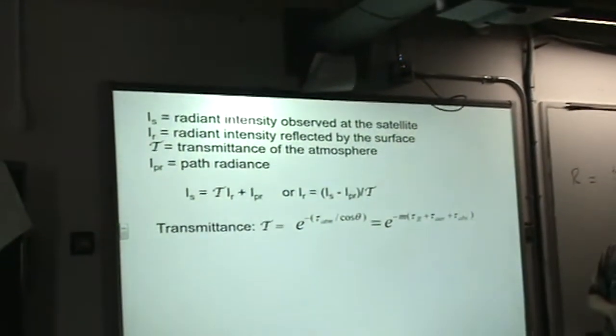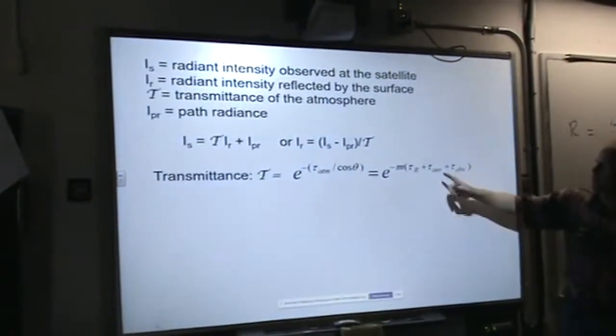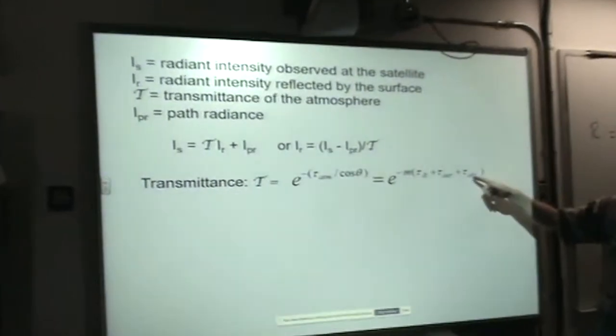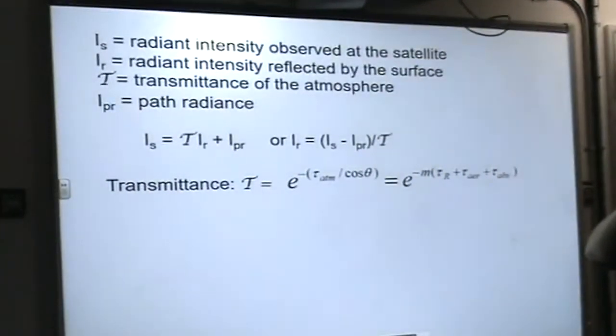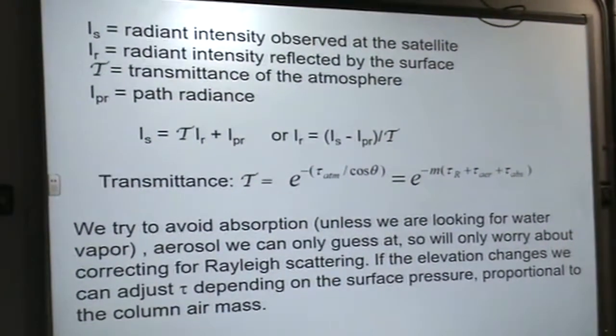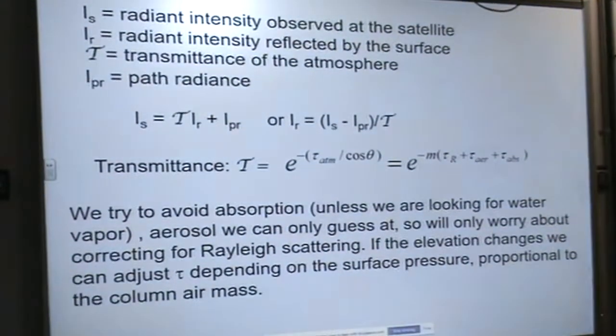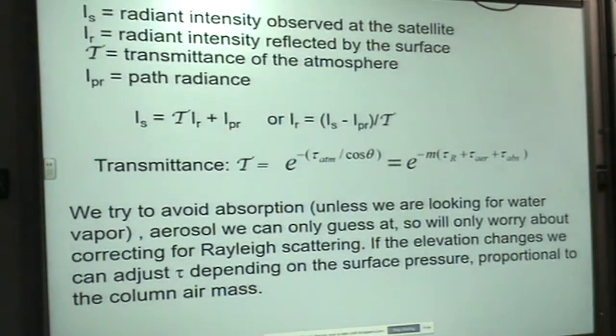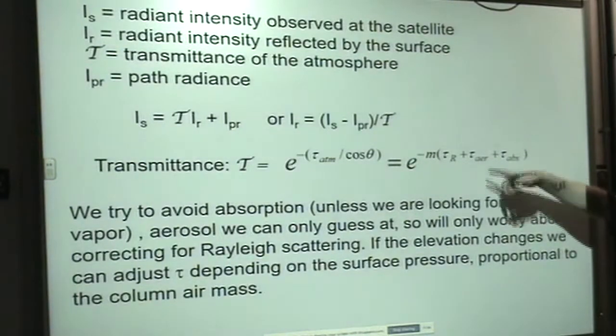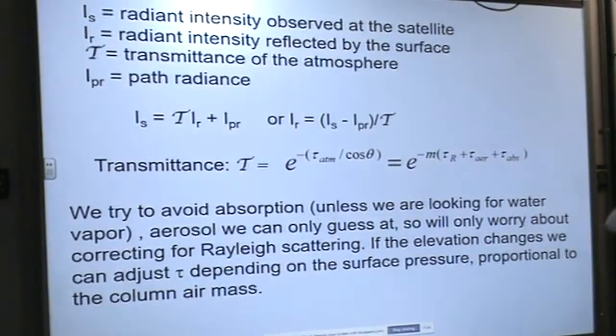We know how to calculate transmittance. We know the optical depth is going to be the Rayleigh optical depth plus the aerosol optical depth, plus, if we're in an absorption band, the optical depth from absorption. Okay? Now, in most cases, if you're trying to look at the surface, you're trying to avoid absorption by the atmosphere. So you pick a wavelength that's going to avoid absorption from the atmosphere. When you come to aerosol, maybe you know what the aerosols are, maybe you don't. A lot of atmospheric correction will just throw up their hands and say, we don't know this. Some of them will try putting in an aerosol correction for you. But we're not going to worry about that. We're only going to worry about the Rayleigh scattering.